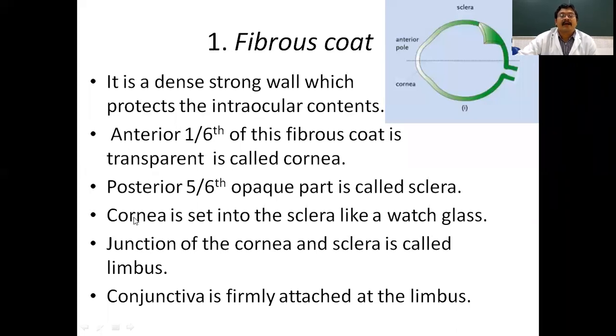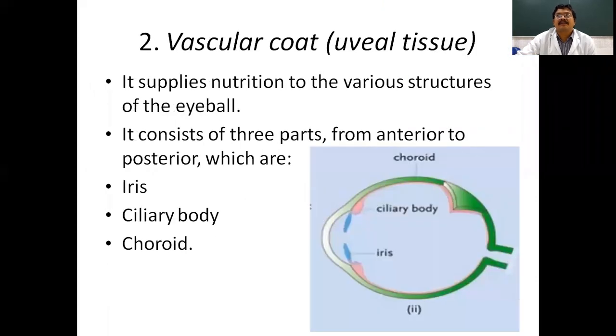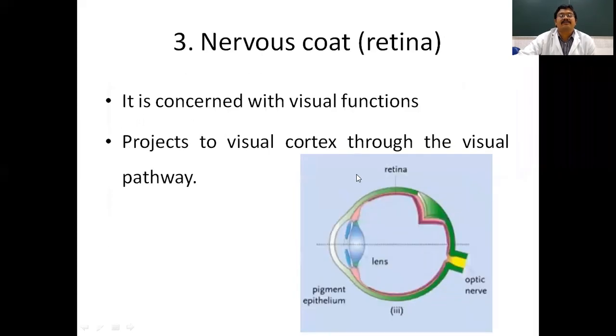The cornea is set into the sclera like a watch glass. The junction of the cornea and the sclera is called the limbus. The conjunctiva is also firmly attached at the limbus. The vascular coat is also called the uveal tissue. It supplies nutrition to the various structures of the eyeball. It consists of three parts from anterior to posterior: the iris, ciliary body, and the choroid, in continuation posteriorly.